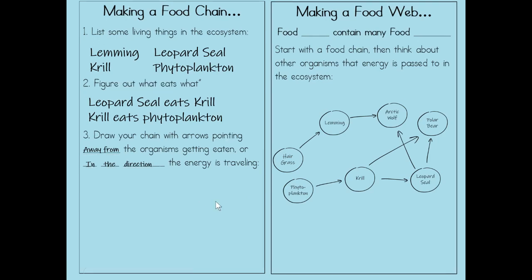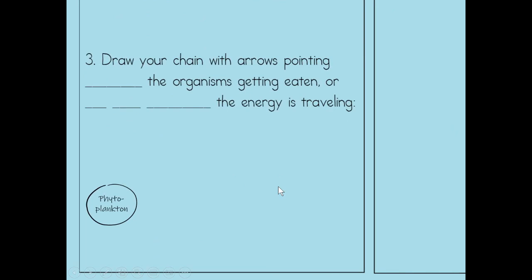Now, when you draw out your food chain, you are going to start with two organisms, one being eaten by the other. So in our example here, you see that phytoplankton are eaten by krill. So the arrow is going from phytoplankton to krill. The next example is that krill are eaten by a leopard seal. So as you can see, the arrow is going from the krill to the leopard seal.